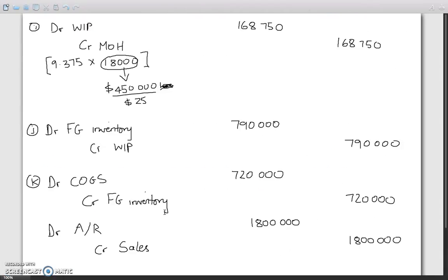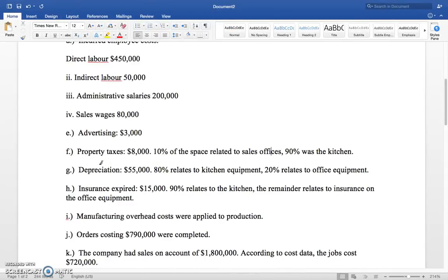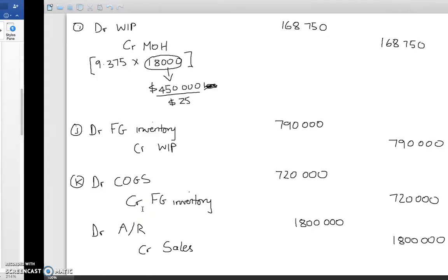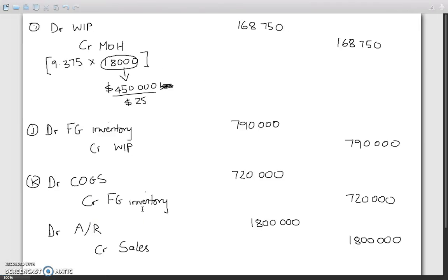Now, completed means that your manufacturing process has been completed and your products have now moved into finished goods. So you debit your finished goods and you credit your work in process by the same amount, 790,000. Part K is the company has sales on account of 1,800,000 and the jobs cost 720,000.